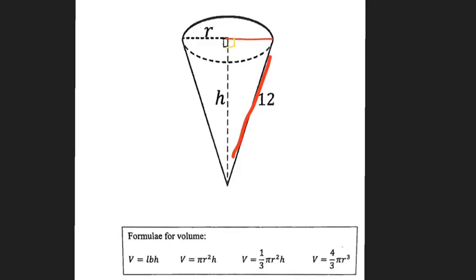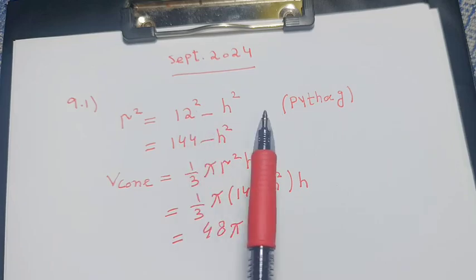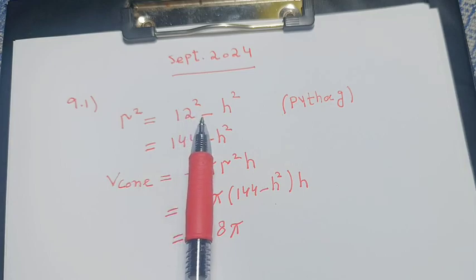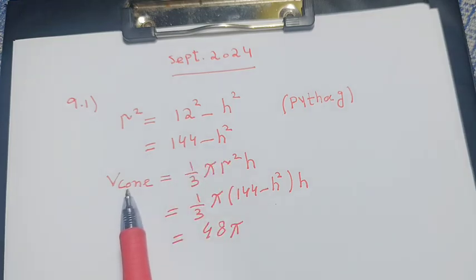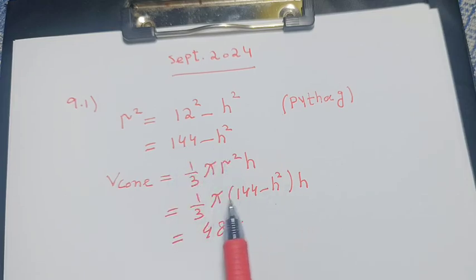First I will find the r, then I'm going to find the volume of the cone, using the formula 1 over 3 pi r square h. Sorry for that, my camera was off. I realized now. Let me show you what I have done here. I'm going to apply the Pythagoras here. R square is going to be equal to 12 square minus h square. So I simplify, this is my r square, and the volume of the cone is 1 over 3 pi r square h. In place of r square, I substitute 144 minus h square. Now I'm going to simplify.